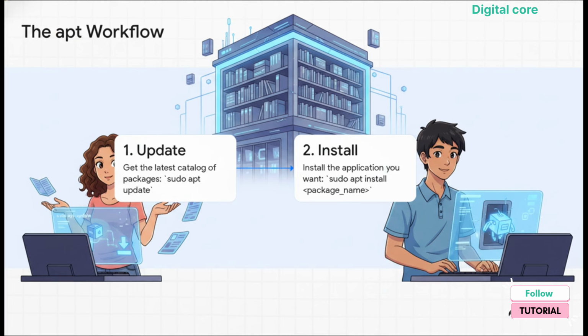And the workflow for apt is just beautifully simple. Step 1, and this is super important, you always run sudo apt update first. This downloads the latest catalog from the library so your system knows about all the newest books or software. Once that's done, you just run sudo apt install and the name of the package. That's it. Apt takes care of the rest.